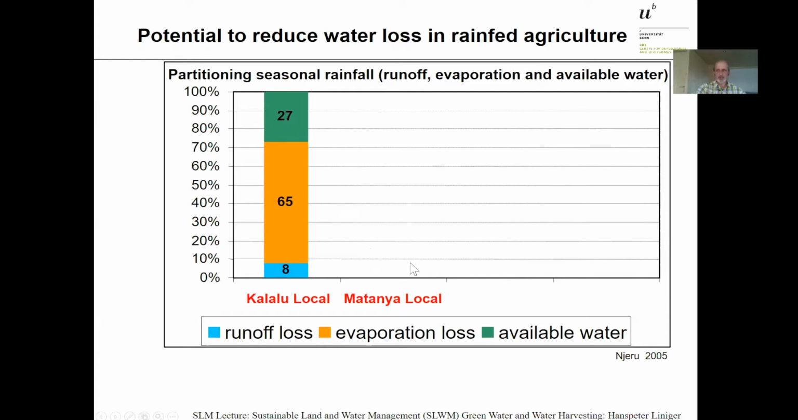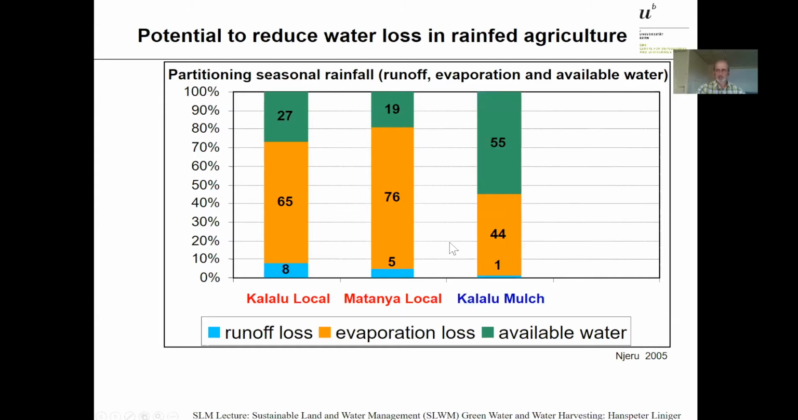If you go to the drier area, what do you think it'll be? Runoff reduced less, evaporation increased. We're having less than 1/5 available for production. If you now say, okay, let's apply mulch, the situation we've seen, we're reducing the water loss by evaporation tremendously, also a bit the runoff, there's hardly any runoff happening here. So we have more than half of the rainfall available now for production.